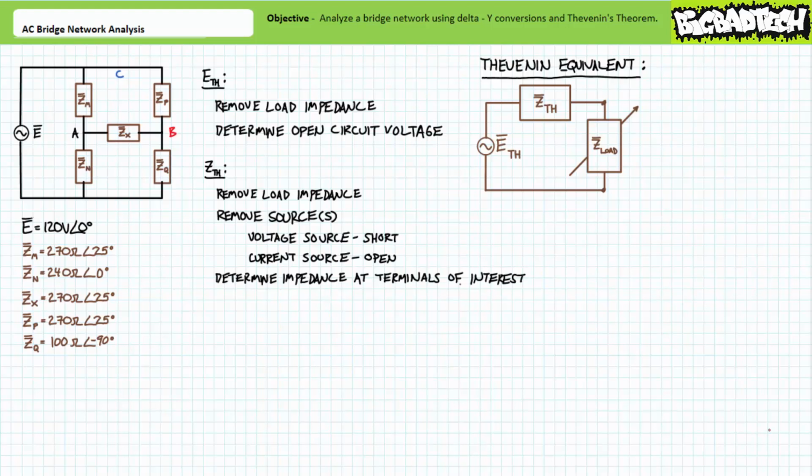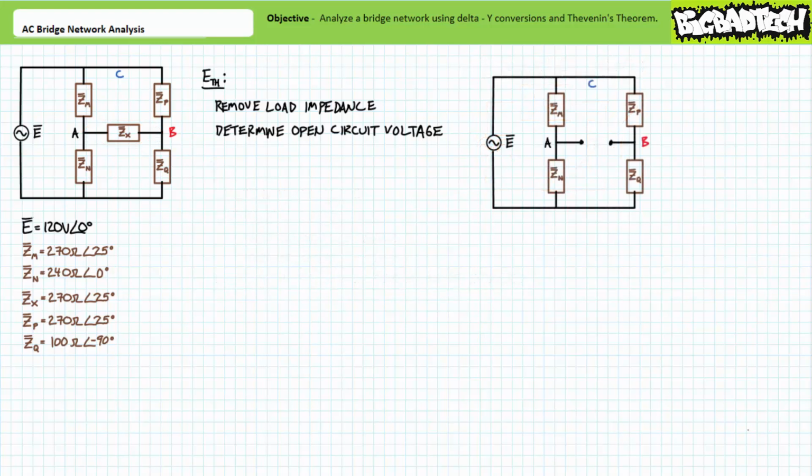Bridge network analysis making use of Thevenin's theorem necessitates we solve for two properties, ETH, the Thevenin's equivalent voltage, and ZTH, the Thevenin's equivalent impedance seen by the load. In this case, our load of interest is element Zx. Let's start by solving for ETH, the Thevenin's equivalent voltage.